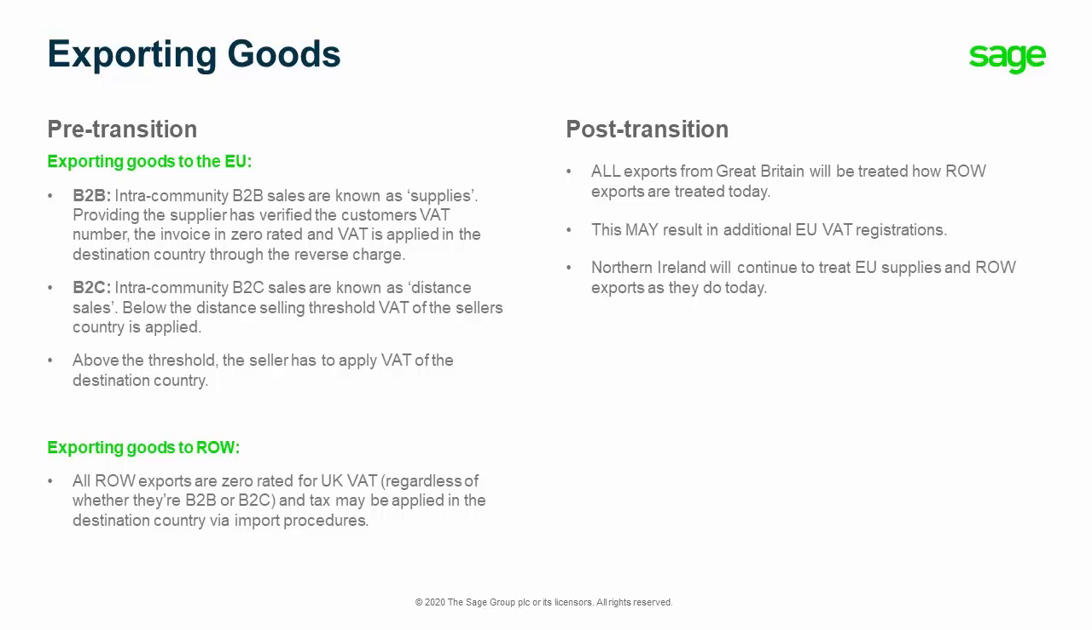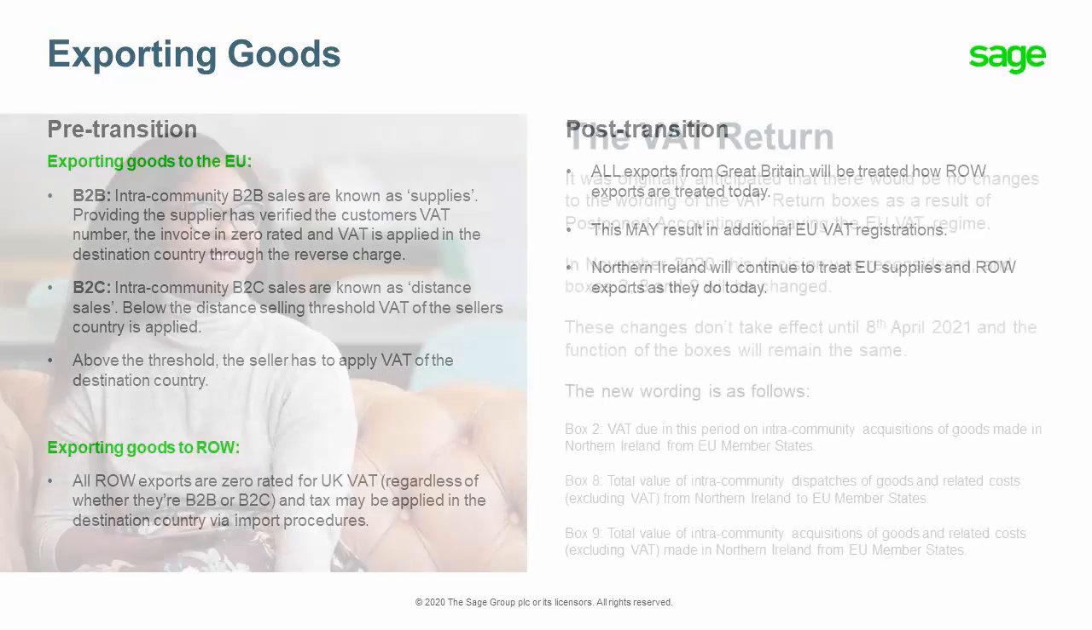Post-transition, all exports from Great Britain will be treated how the rest of the world exports are treated today. This may result in additional EU VAT registrations, and Northern Ireland will continue to treat EU supplies and rest of the world exports as they do today.